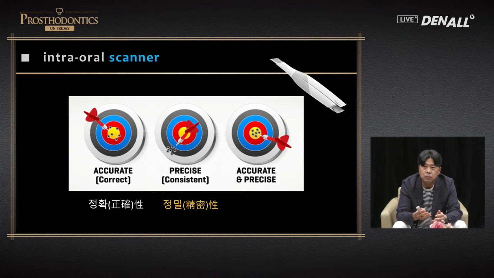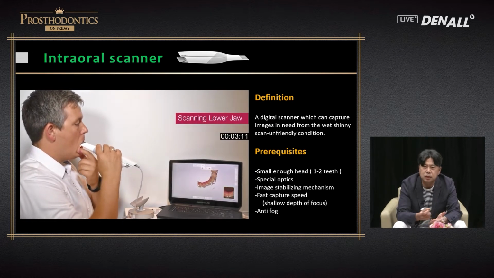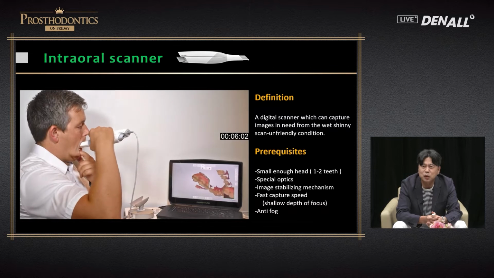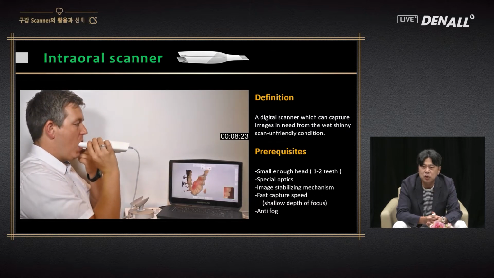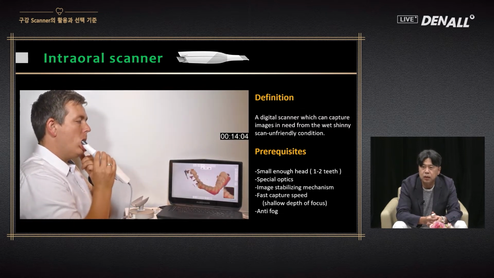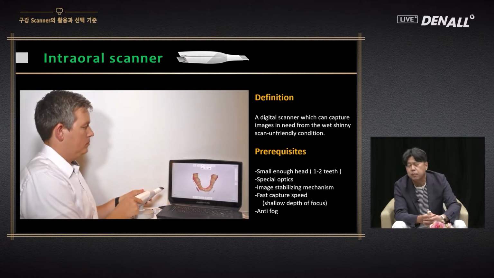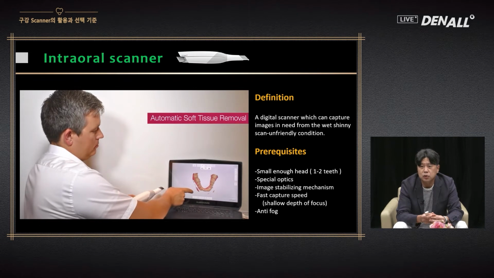Cross-arch stability is excellent. So be it a full arch or a cross-arch or scanning for fabricating a device, the intraoral scanner can cover all of those. So this can be used quite a lot clinically. This model, he is an expert, skilled in taking images. He is scanning the full mouth very efficiently. It took 16 seconds and 20 to take the mandible image.